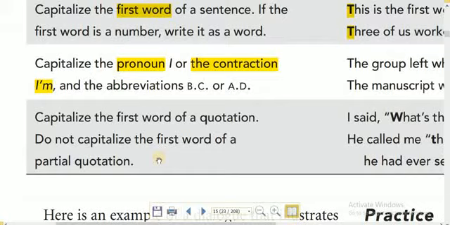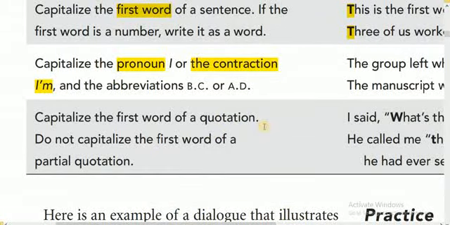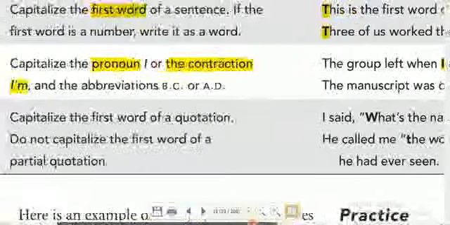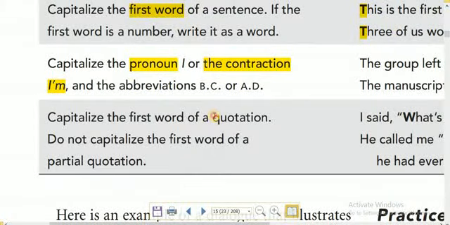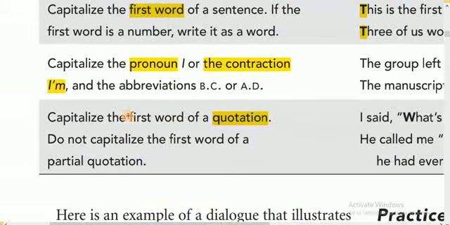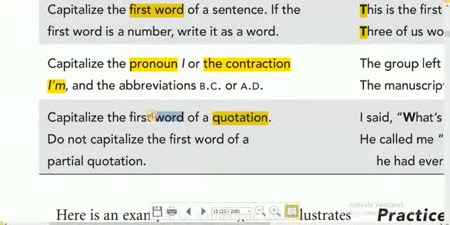Capitalize the first word of a quotation. Every single quotation we capitalize. Do not capitalize the first word of a partial quotation. Let us see the example. Look, focus on it. Every single quotation we capitalize the first word of the quotation. Do not capitalize the first word of a partial quotation. Partial quotation, we do not capitalize this.